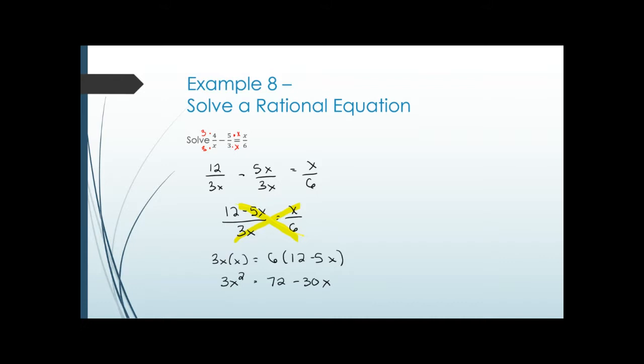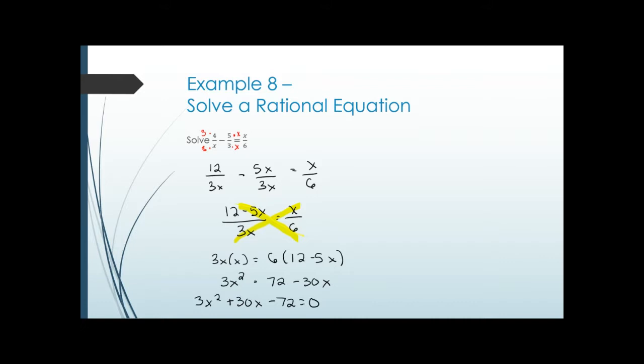I always like to have my 3x squared, whatever the x squared term, be positive. So I'm going to move the 72 and the 30. I'm going to be subtracting 72 from both sides and adding 30 to both sides, which gets me 3x squared plus 30x minus 72 equals 0, because I just like to have that positive coefficient in front of the x squared.